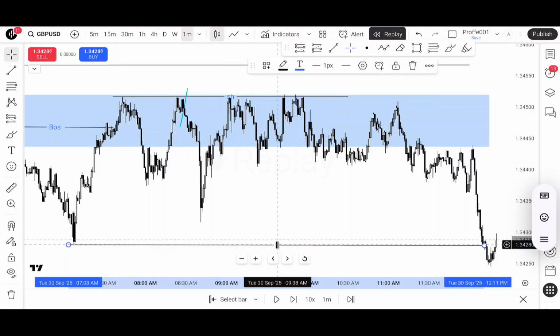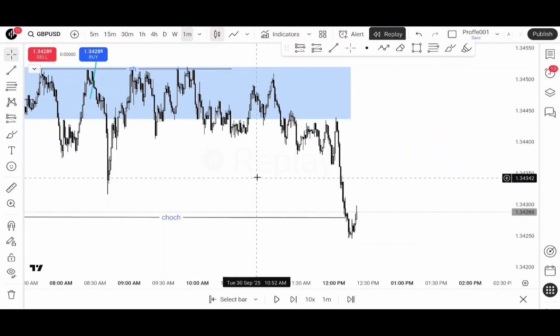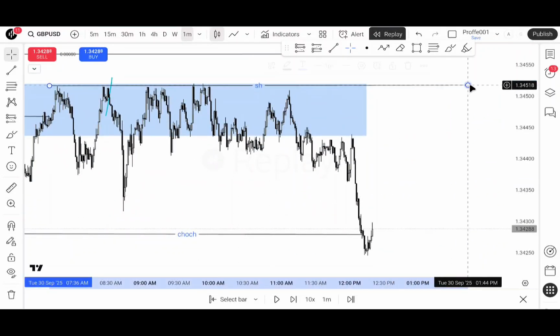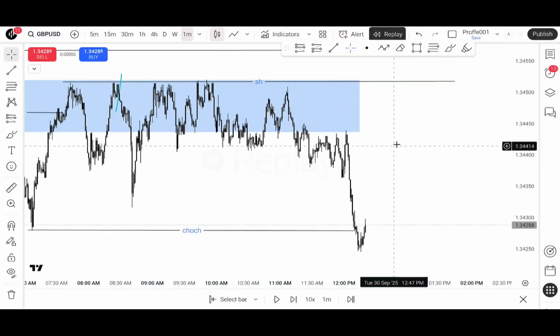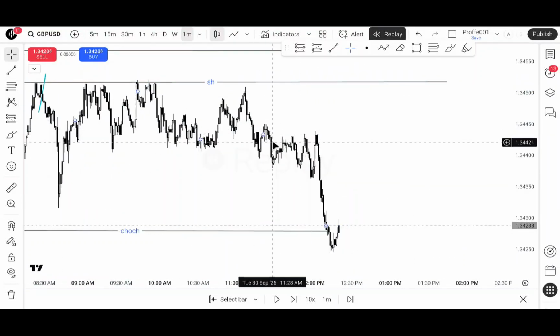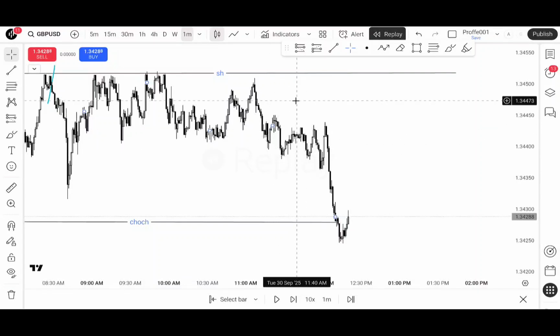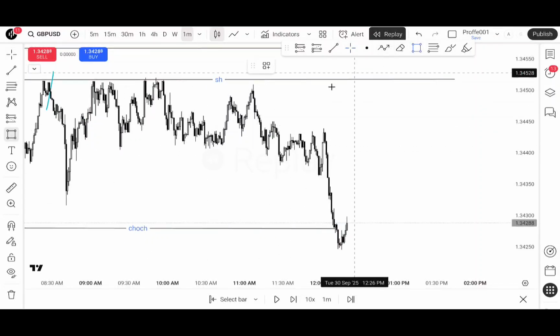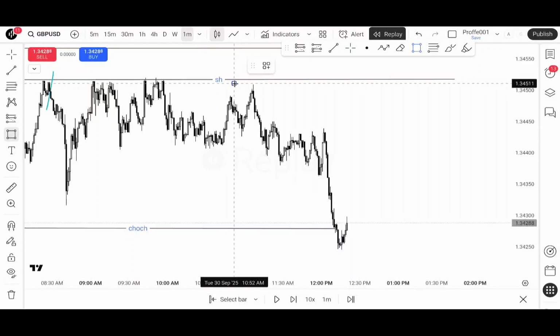The market shifted from bullish toward bearish, so this becomes our change of character. After the change of character, we look forward to take trades. We look for our 1-minute time frame point of interest, the place we look out to take trades from.